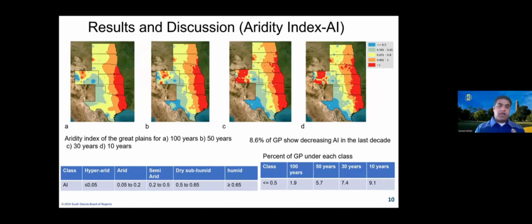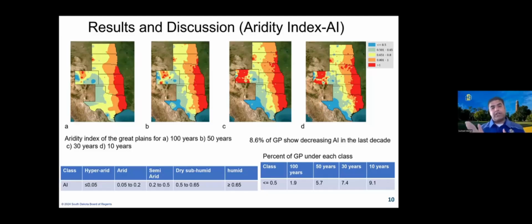10 years. The aridity index is used to measure the dryness of the region, with lower values indicating more arid conditions. The four maps show the spatial distribution of the aridity index for each time period. A is indicating 100, B 50, C 30, and D is for the most recent 10 years.